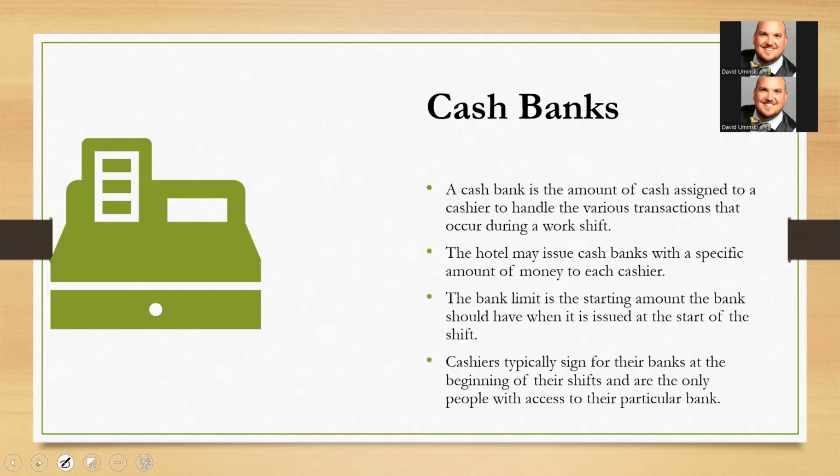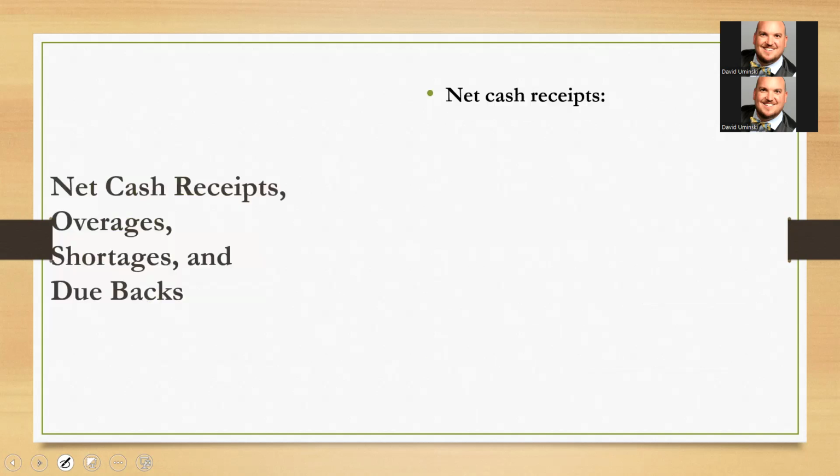Cash banks we typically will have at the front desk. When I was at the La Quinta, we had a $100 cash bank. So if guests want to come and buy a soda or pay cash for their room, our cash drawer always had $100 or less in it. If I got to a point where I was taking in a lot of cash, then I would do a deposit and make a note of that in my accounting that I made a deposit during the shift.